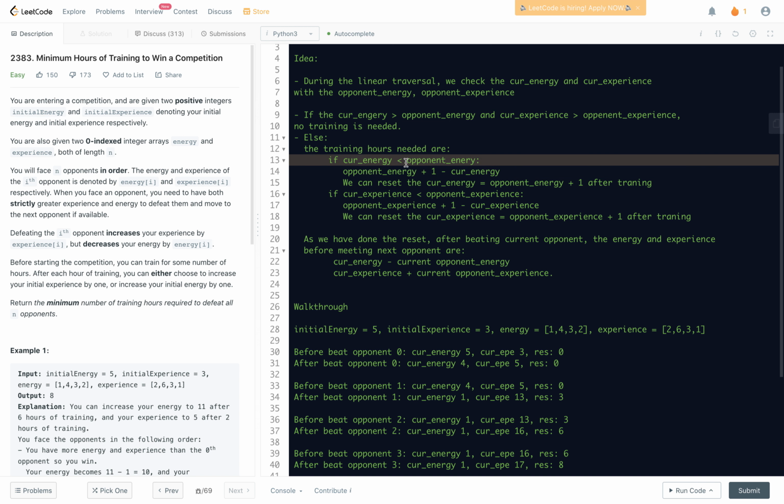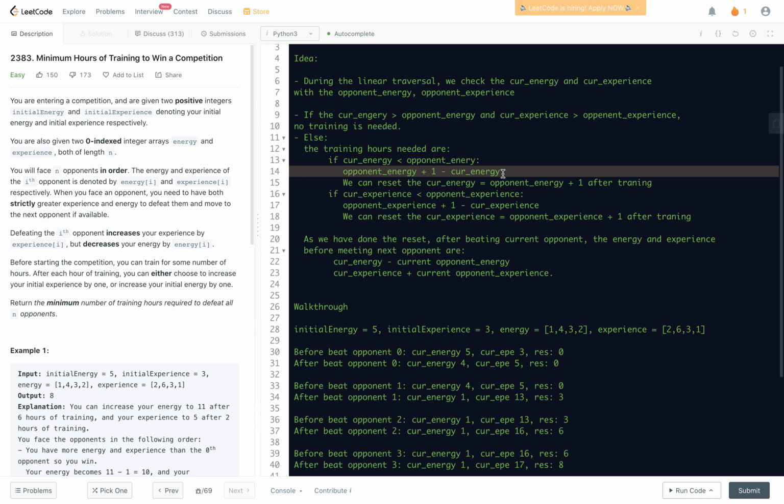Otherwise, the training hours needed are the following. There are 2 possibilities. First, if the current energy is less than the opponent energy, we need at least opponent energy plus 1 amount of energy to be able to beat the opponent. So the number of training hours is opponent energy plus 1 minus current energy. This is one source of training hours.